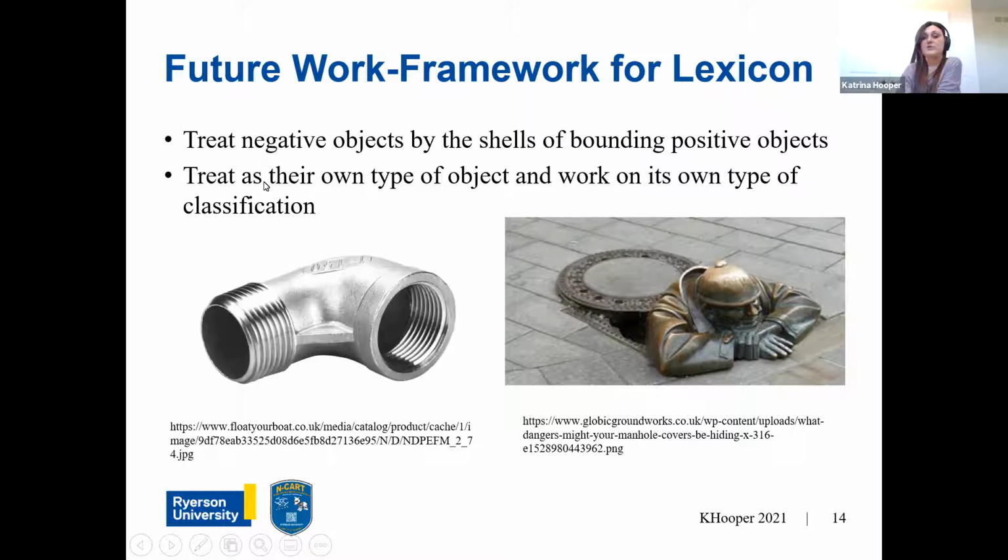And another option would be to treat negative objects as their own type of object and work towards negative object specific classification. So this could be by functionality, could also be by some features that we haven't determined yet. A really good example of this is the definition of a manhole. And the function of that is literally to put a man in it. So that is the functionality, and that is how they're classified.